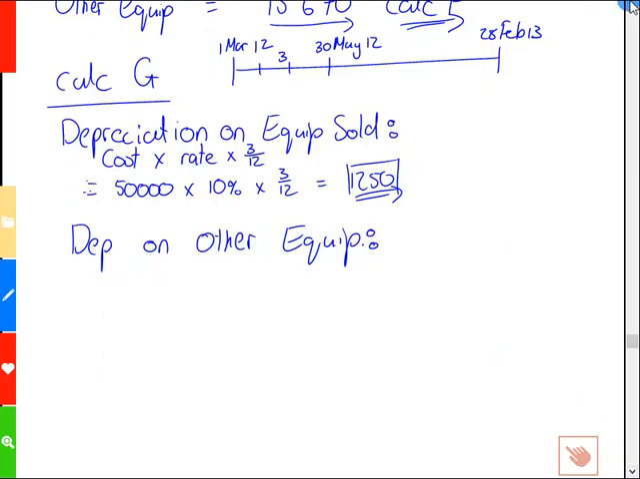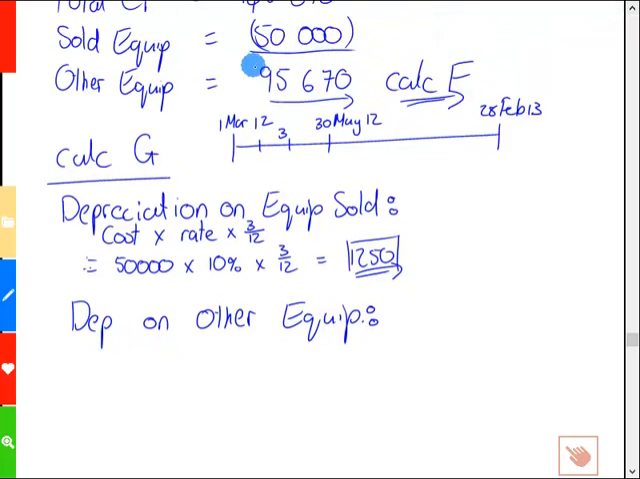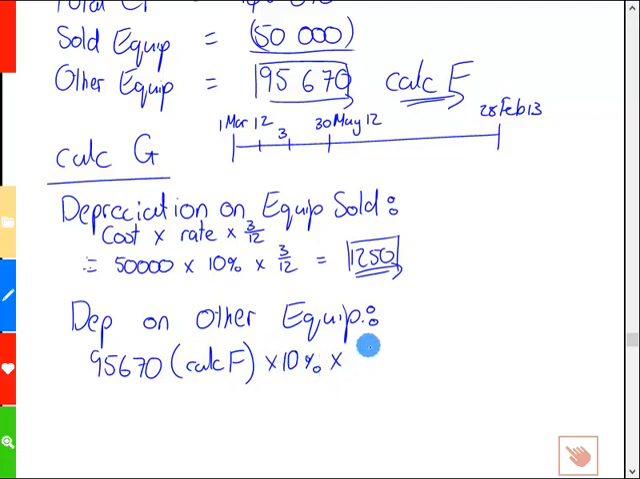of the other equipment is 95,670. So 95,670, where did we get that? Calculation F, right, times 10%, right, times how many months did we have these assets? We had them for the full year. Okay, because we don't have any other information, we can assume that, so the answer is going to be 9567.